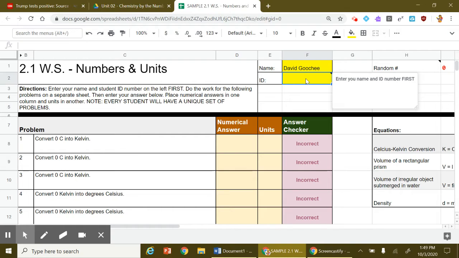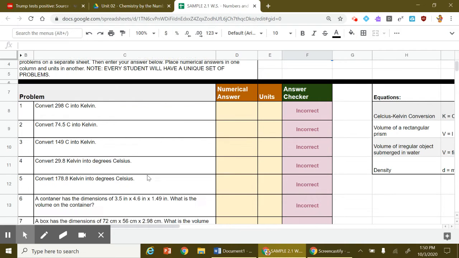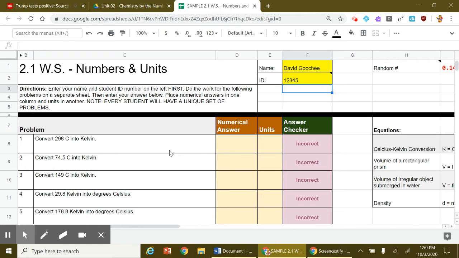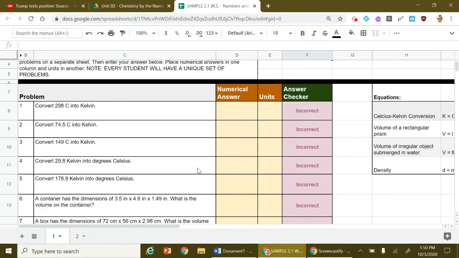So I opened up the 2.1 worksheet, numbers and units. The first thing you should do is enter your name, and then enter your student ID. I'm going to use a fake student ID, 1, 2, 3, 4, 5. Once you press enter on your student ID, it randomly generates values for all the problems you have to solve, which is why I'm able to do this homework in a video to show you, because ultimately all of your homework is going to be different. So here we go. I'm just going to solve it.